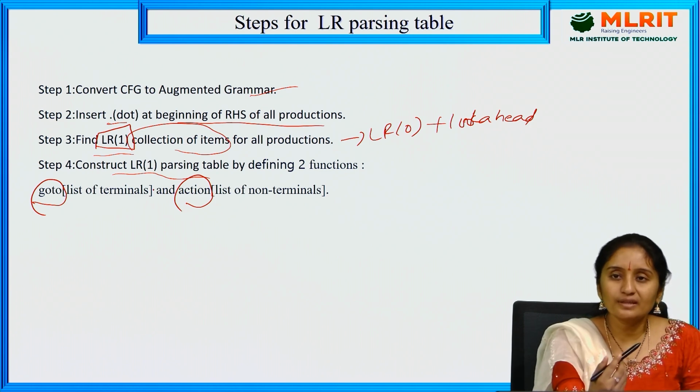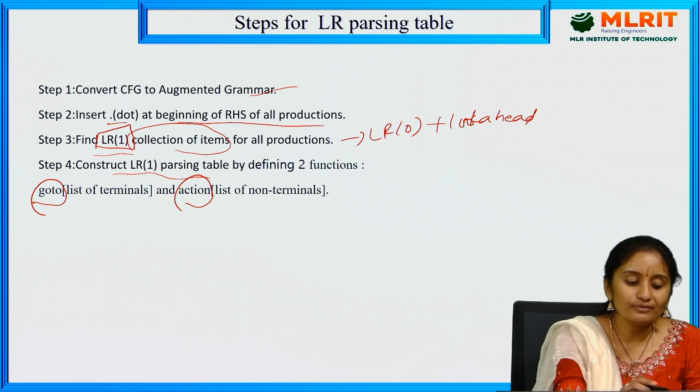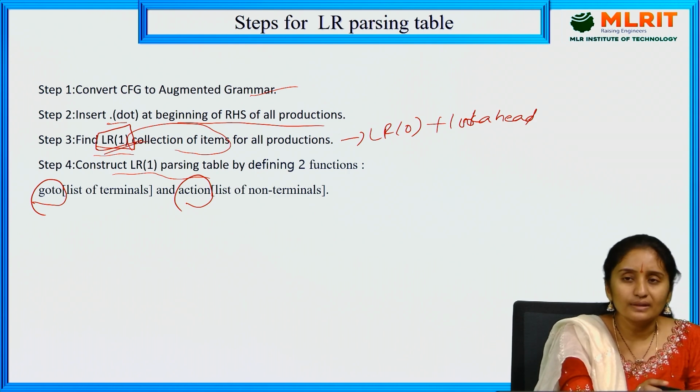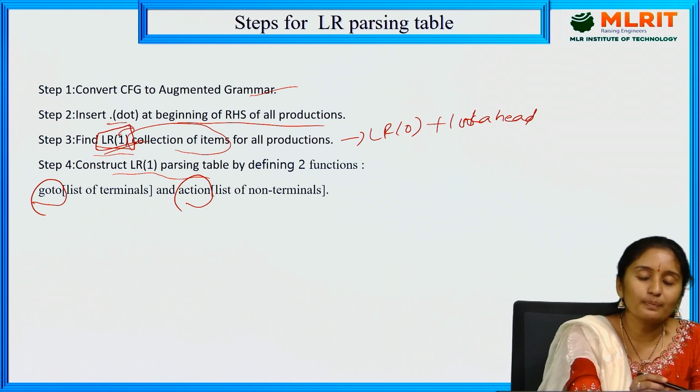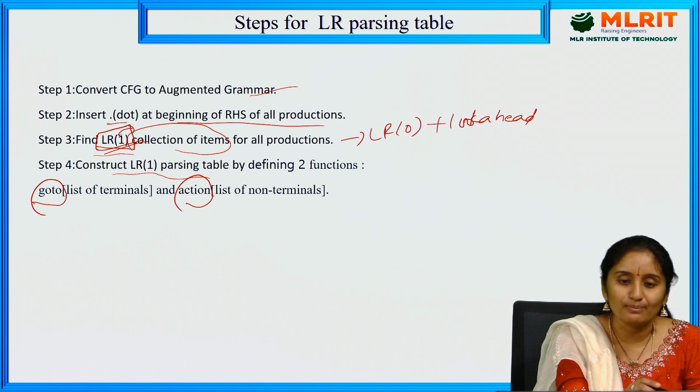So first read the grammar and convert it into the augmented grammar, and afterwards insert dot at the beginning and then calculate the LR(1) items. The important difference between LR(0) items and LR(1) items is that we are going to calculate LR(1) items. LR(1) item is nothing but the 1 represents that we are going to calculate look ahead symbols.